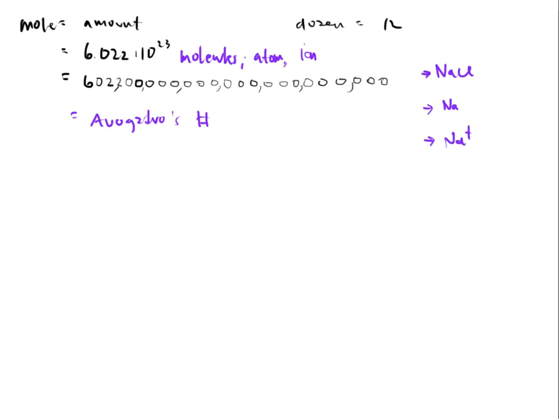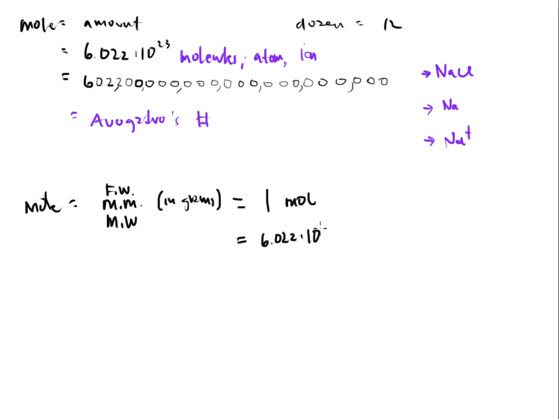All right. Now, other than amount, what else can I say about mole? Well, mole refers to the molecular mass or formula weight or molecular weight in grams that is equal to 1 mole of the substance. Or in other words, that's equal to 6.022 times 10 to the 23rd.